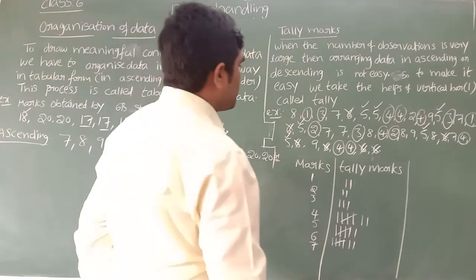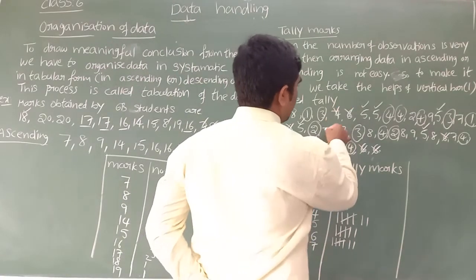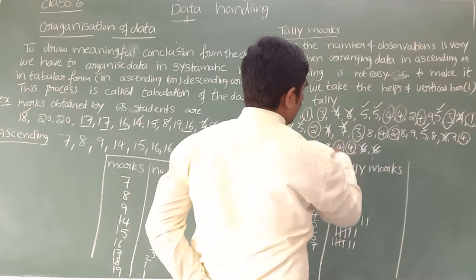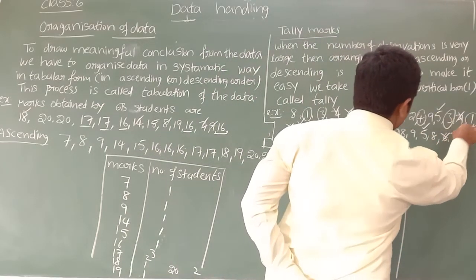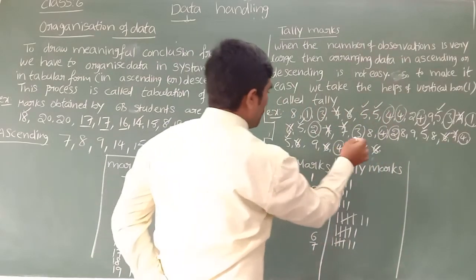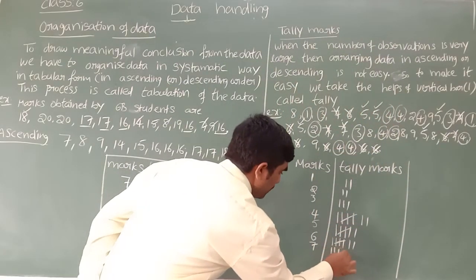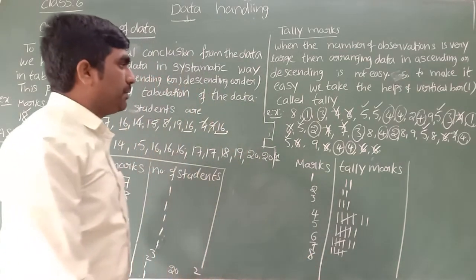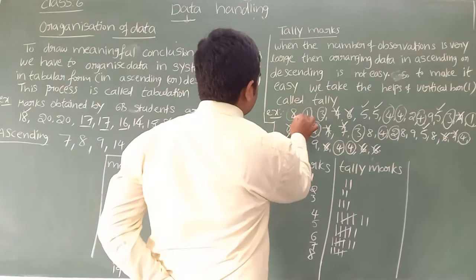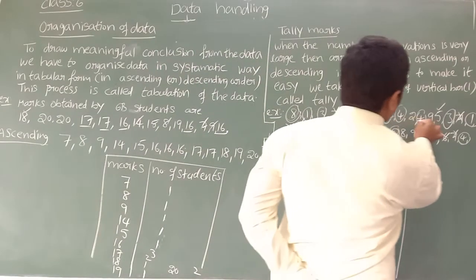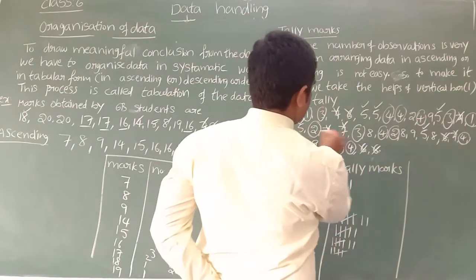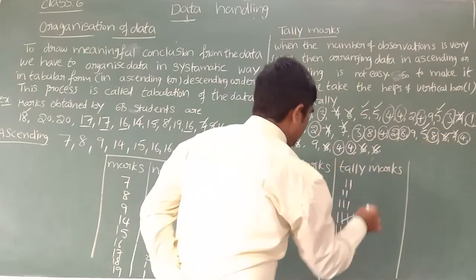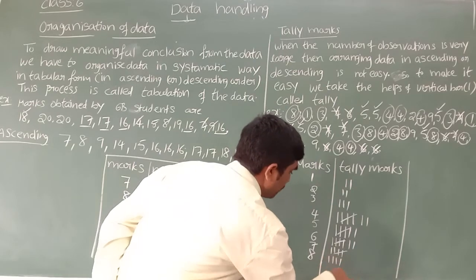Now let's see how many got 7 marks. Sir, 1 student, 2, 3, 4, 5. Only 5. Next mark is 8. Let's see how many secured 8 marks. Yes, we can see here 1 and more, 2, 3, 4. Sir, 8 marks, 4 students.